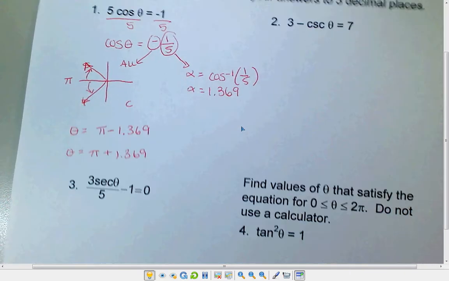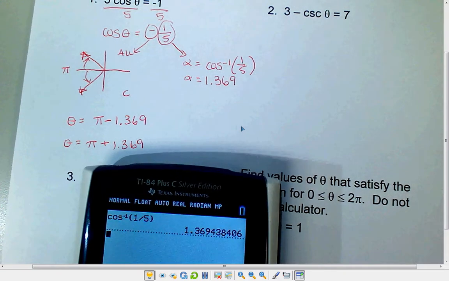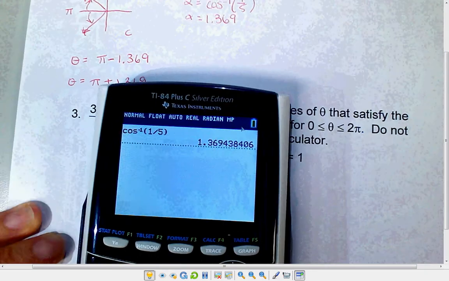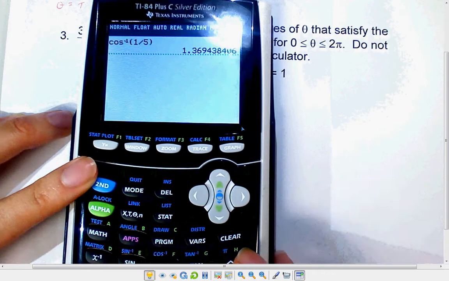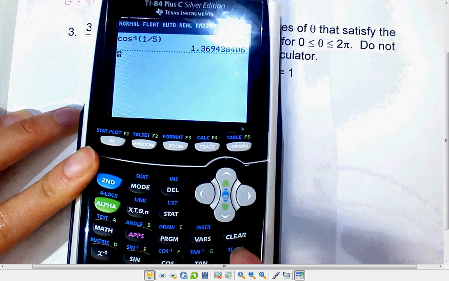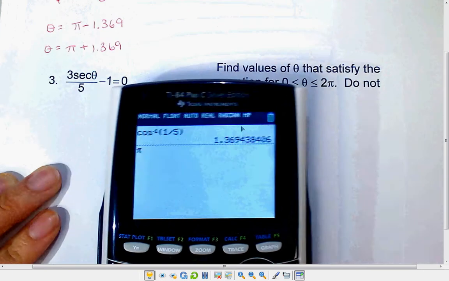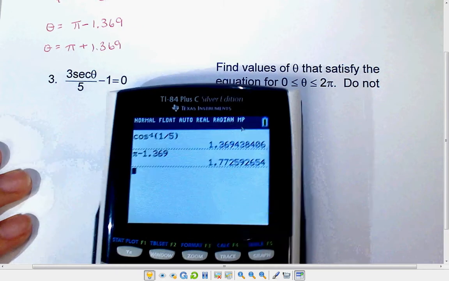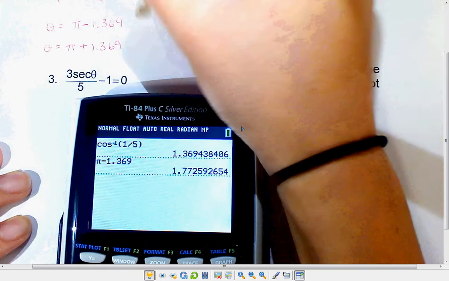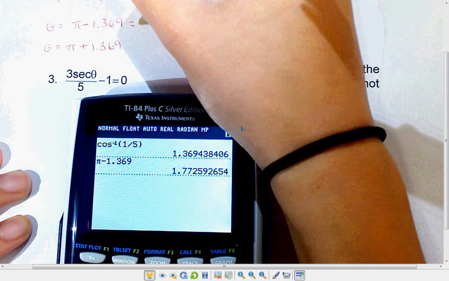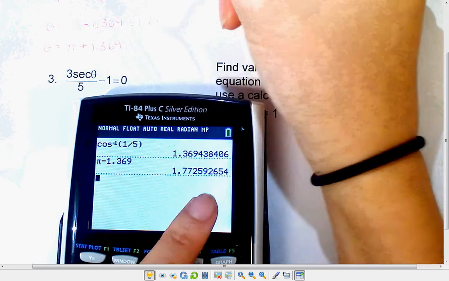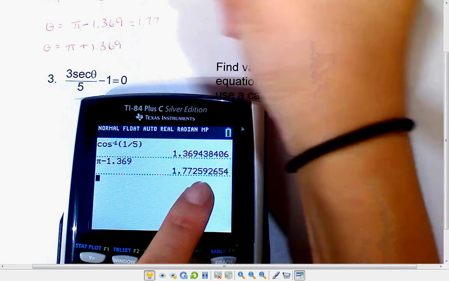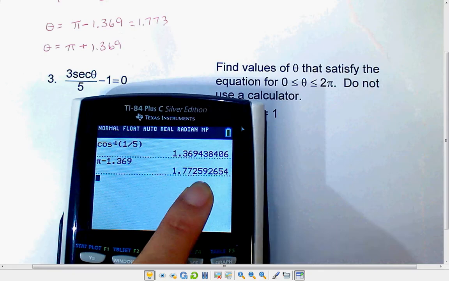So to get our final answer, we are just going to plug this into our calculator. So we want to do pi, which is second, and then the caret stick right below clear. So it's pi minus 1.369. Again, we're rounding to the nearest 3 decimal places, so we have 1.77, and then the 5 after the 2 tells you round up to a 3.